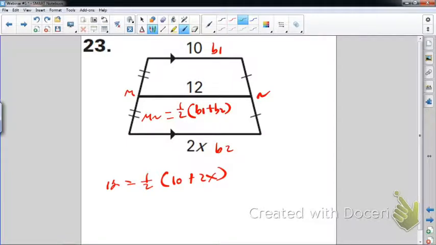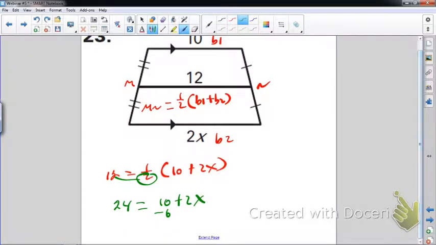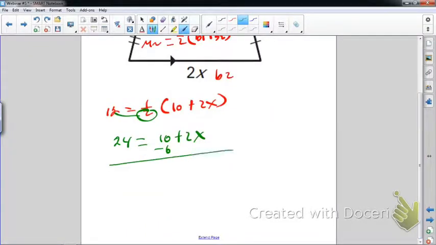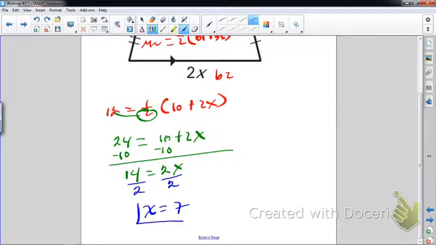My suggestion, I know that the video that I showed in class talked about multiplying by 2. Just take the denominator and multiply it across. So you'll end up with 24 is equal to 10 plus 2x. Use the subtraction property of equality. I get to subtract 10 from both sides. So I end up with 14 is equal to 2x. I get to use the division property of equality here, and I end up with x that is equal to 7. So 7 units. Okay?